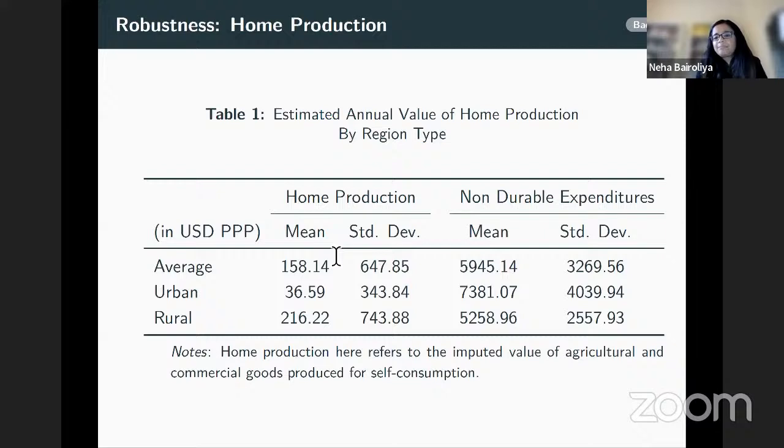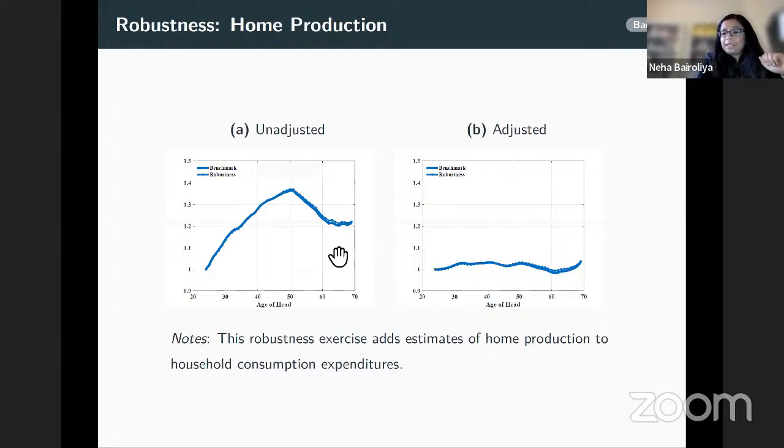We take all this imputed measure of income and add that to the consumption expenditures to account for home production. It's not perfect, but at least it should give us somewhat of an idea whether this is going to play an important role. We find that overall the levels of these values are very small in relation to the total non-durable expenditures. Of course, there's a lot more home production going on in rural areas than urban areas. But we add this imputed value of home production to expenditures. We re-estimate consumption profiles. What do we find? Absolutely no effect.